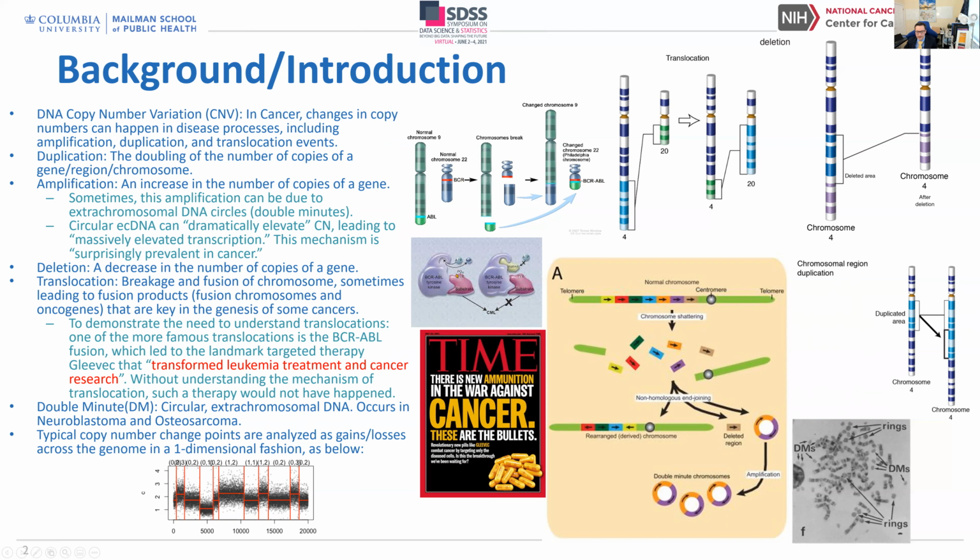And this discovery of the translocation, which led to the discovery of the protein that drove the cancer, allowed for a drug called imatinib or Gleevec to be created, which inhibits the tyrosine kinase and stops CML, stops the cancer. And so it was a big deal.